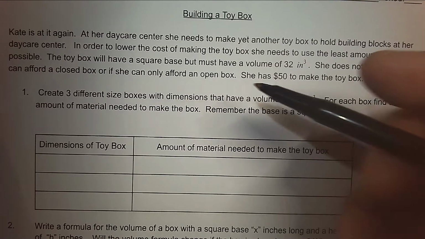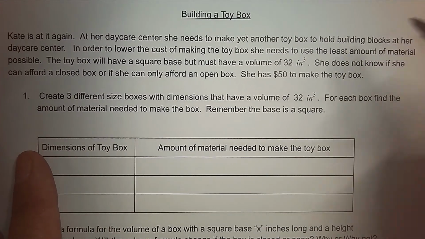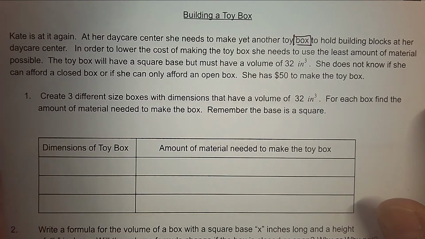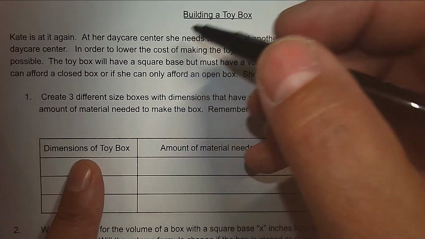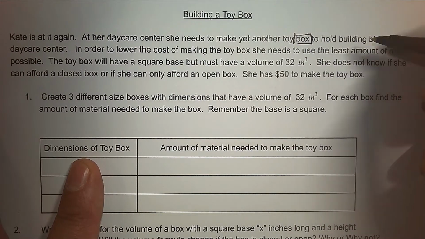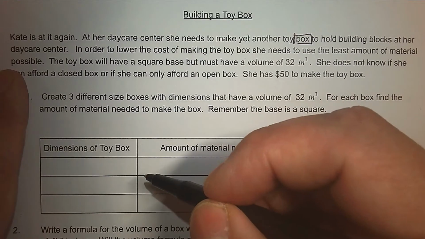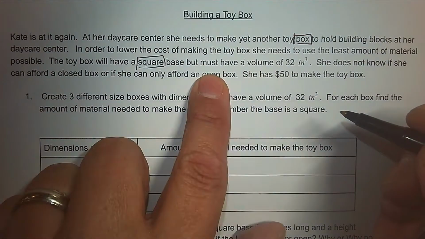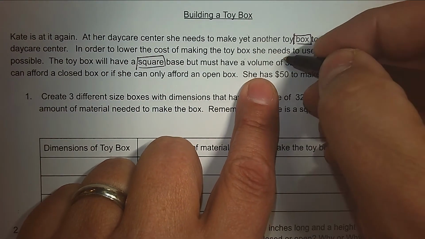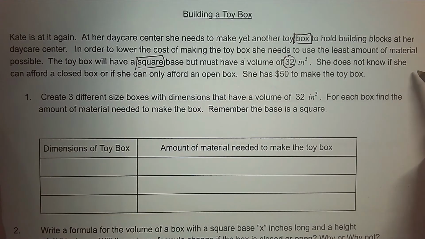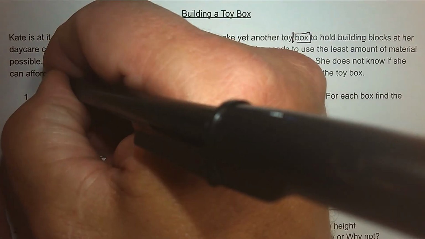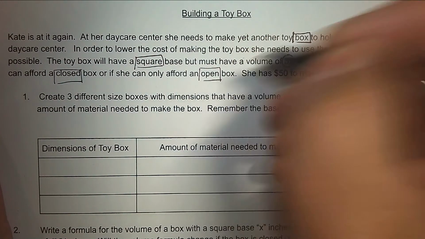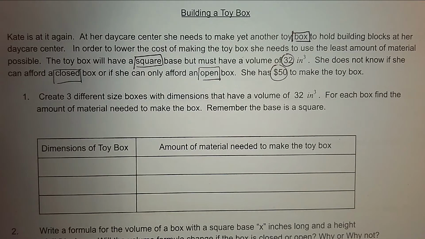So Kate is at it again. At her daycare center, she needs to make yet another toy box to hold building blocks. In order to lower the cost of making the toy box, she needs to use the least amount of material possible. The box will have a square base, but must have a volume of 32 inches cubed. She does not know if she can afford a closed box or if she can only afford an open box. She has $50 to make the box.